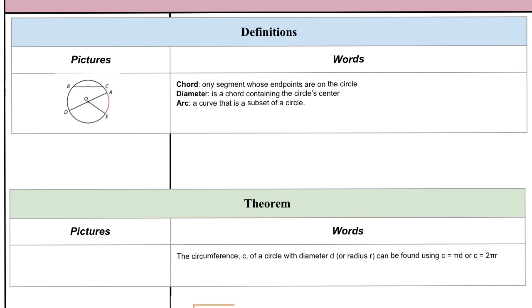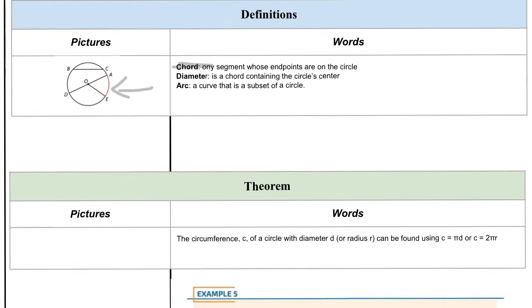Last 3 definitions of this section. A chord. We're going to get more into chords and arcs later on in the year, but a chord is any segment whose endpoints are on the circle. A diameter is a chord that goes through the center of the circle. And an arc, in red over here in our picture, is a curve that is a subset of a circle.